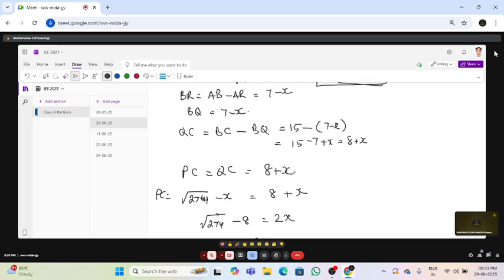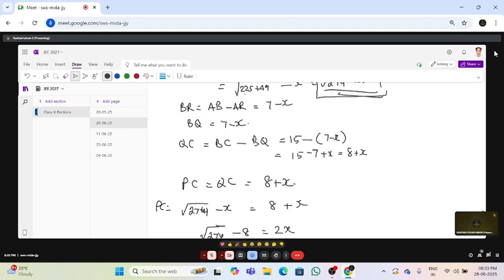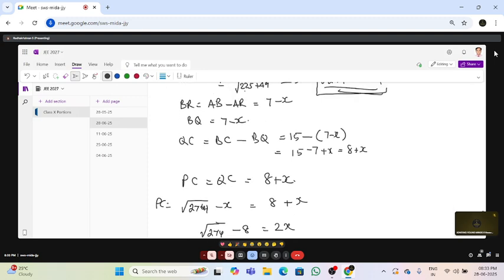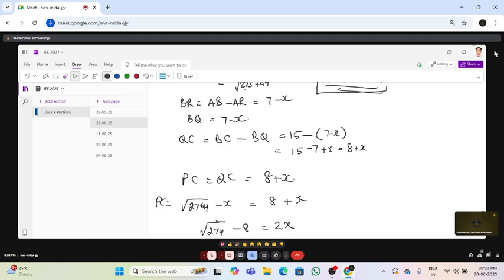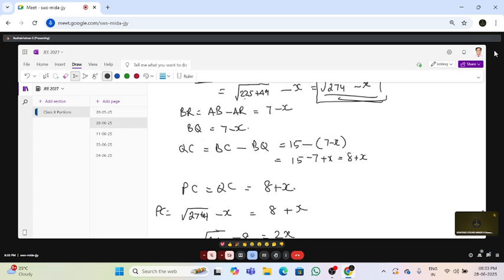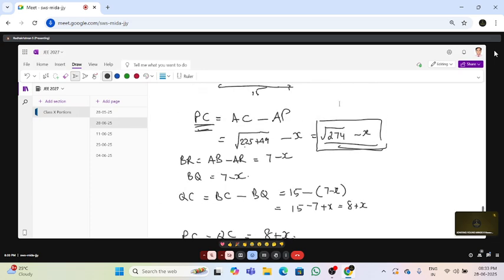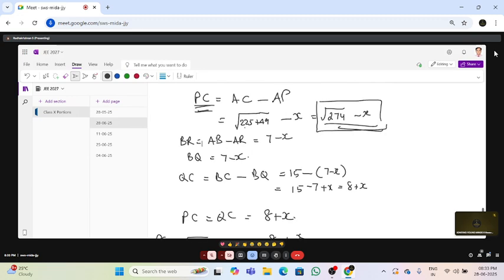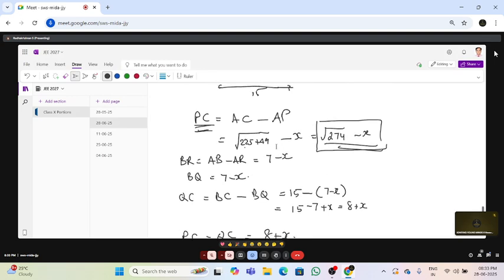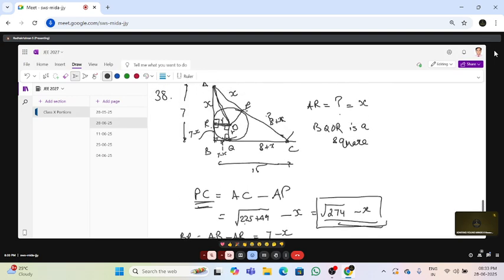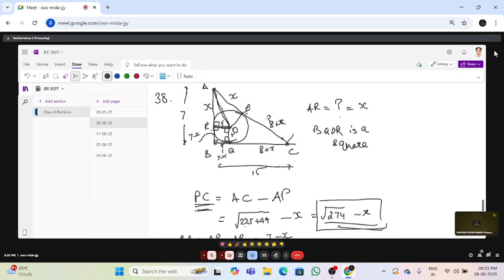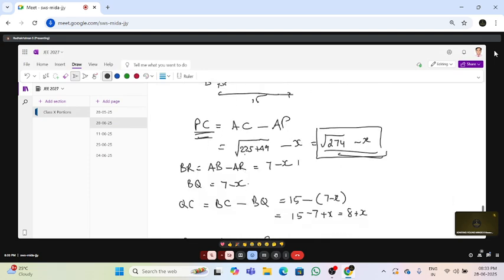I think I did not share this tab, so you can look at the steps. This we already saw. PC is square root of 274 minus x. Afterwards, I have written these steps. BR equal to 7 minus x because AB minus AR.